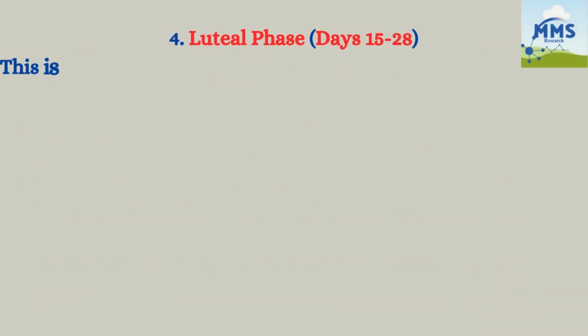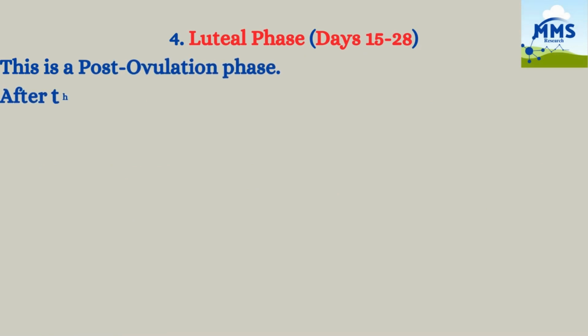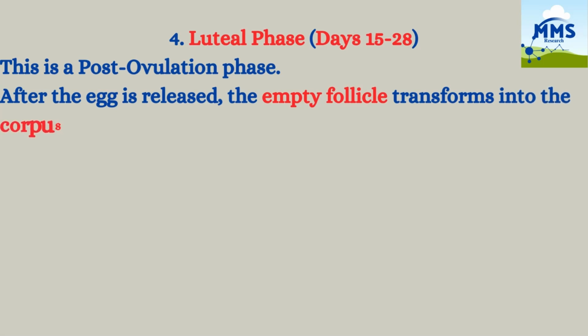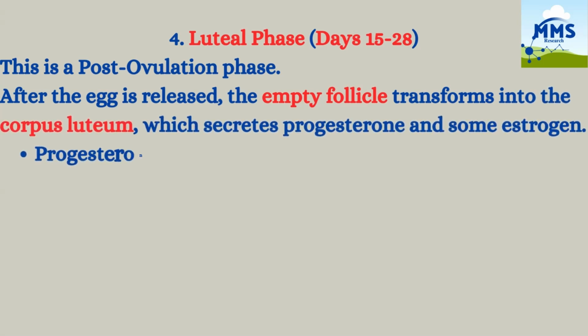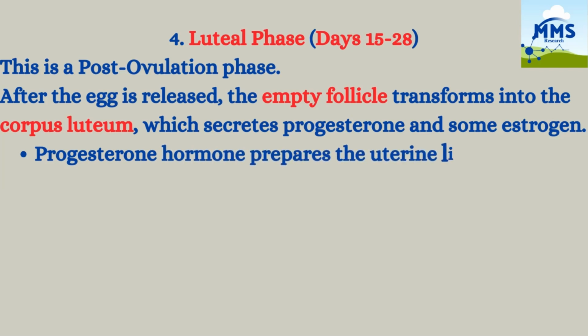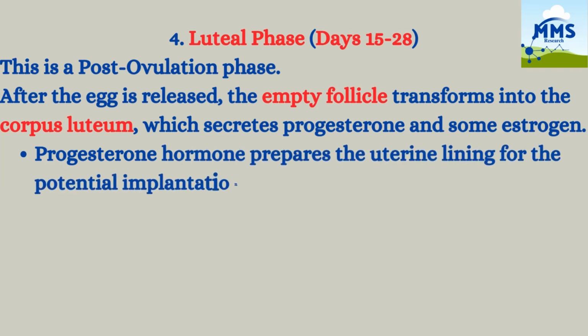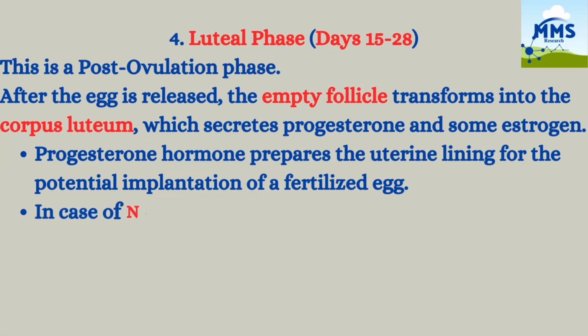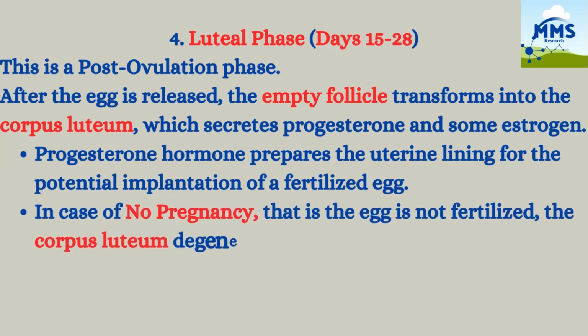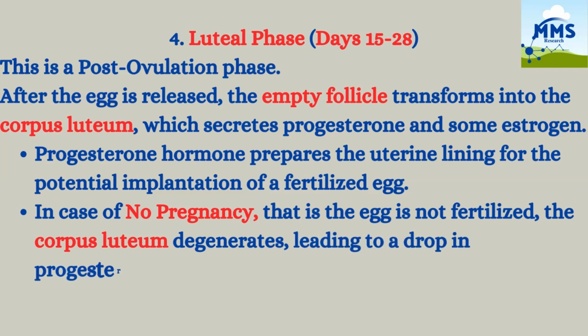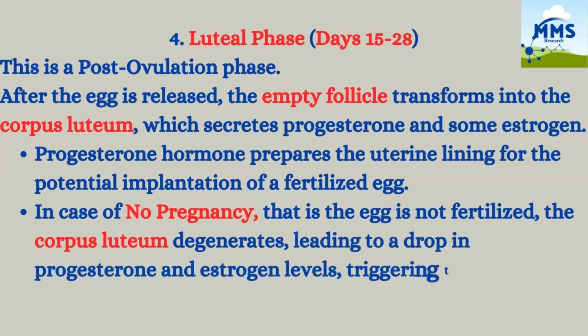4. Luteal phase, days 15 to 28. This is a post-ovulation phase. After the egg is released, the empty follicle transforms into the corpus luteum, which secretes progesterone and some estrogen. Progesterone hormone prepares the uterine lining for the potential implantation of a fertilized egg. In case of no pregnancy, that is, the egg is not fertilized, the corpus luteum degenerates, leading to a drop in progesterone and estrogen levels, triggering the start of menstruation.